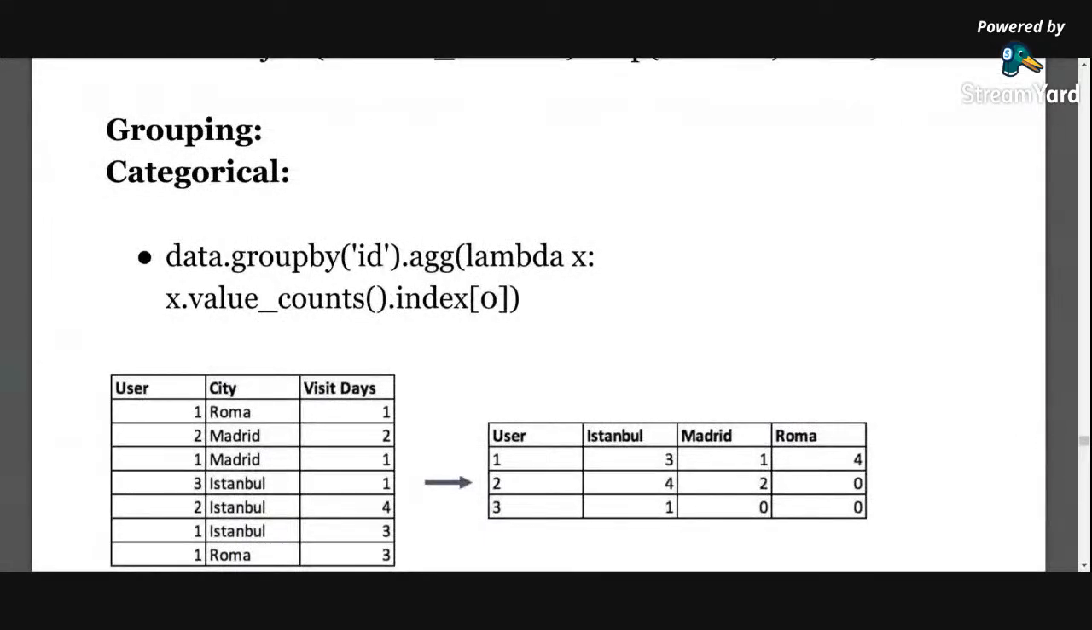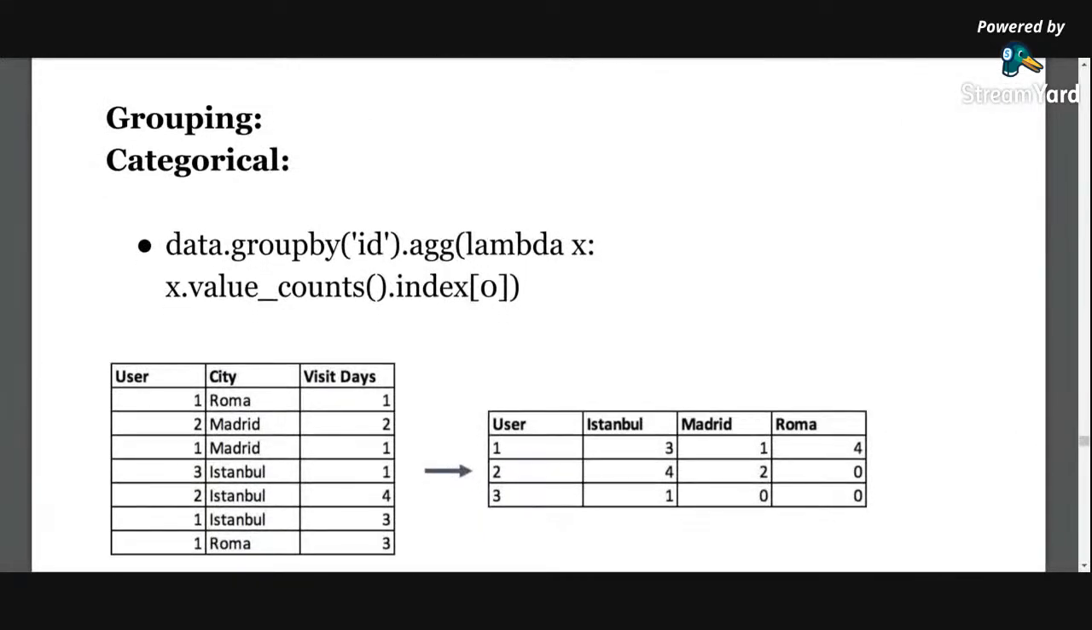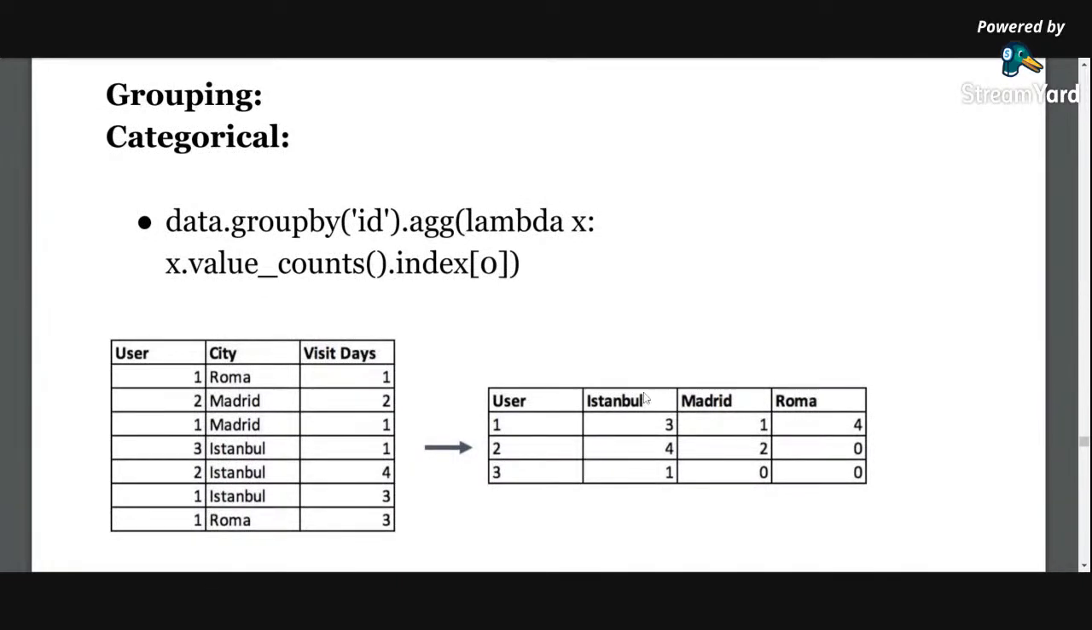Okay, and then it's grouping. First, categorical grouping. Let's say ID is the column we want to group by, and then use agg, which stands for aggregation. Then here we map a lambda function. If you don't know, a lambda function is basically used to write functions in just one line. So you can use x.value_counts. This actually means for the column, get the counts of each of the values in that column, and then .index[0], so we are basically taking the first value of it.